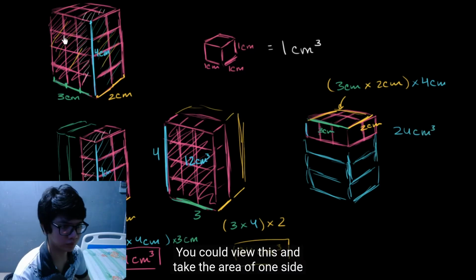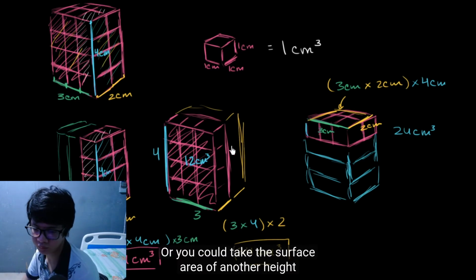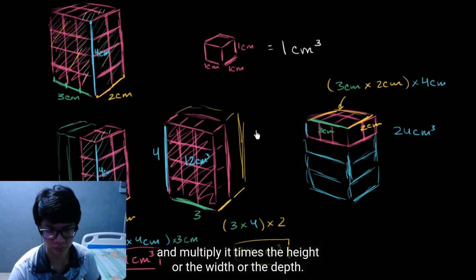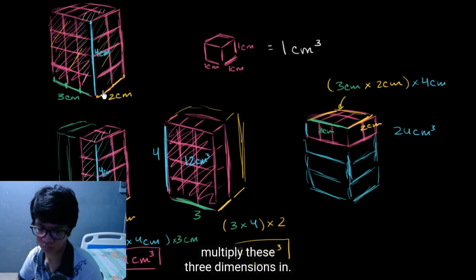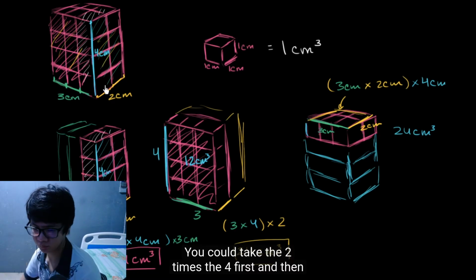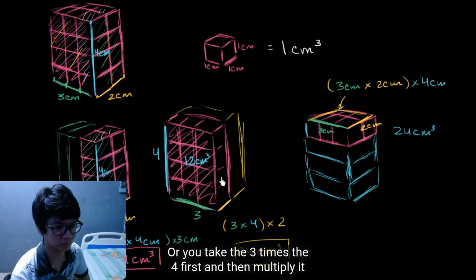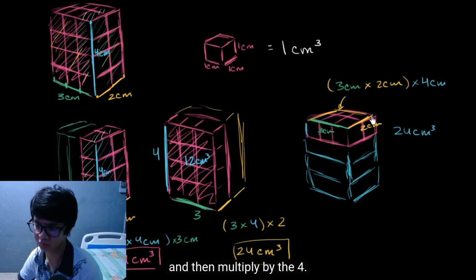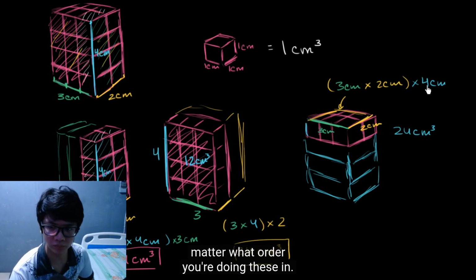You could take the area of one side and multiply it times the depth, or you could take the area of another side and multiply it times the height or the width. And these are all the scenarios. But what it shows is it doesn't matter what order we multiply these 3 dimensions in. You could take the 2 times the 4 first and then multiply by the 3, or you could take the 3 times the 4 first and then multiply by the 2, or you could take the 2 times the 3 first and then multiply by the 4. When you're multiplying, it doesn't matter what order you're doing these in.